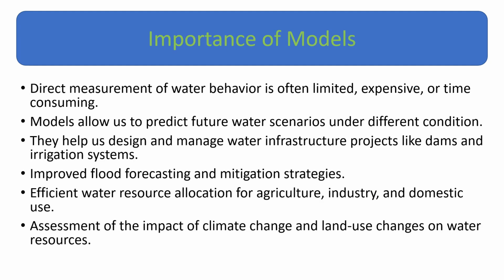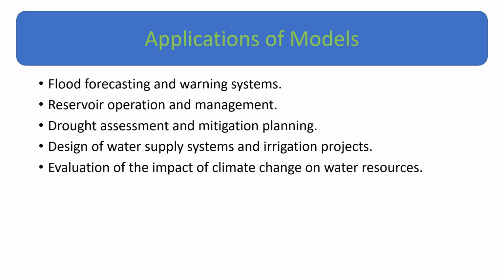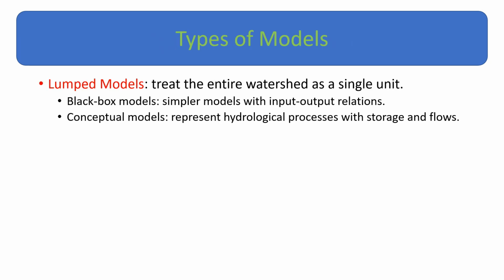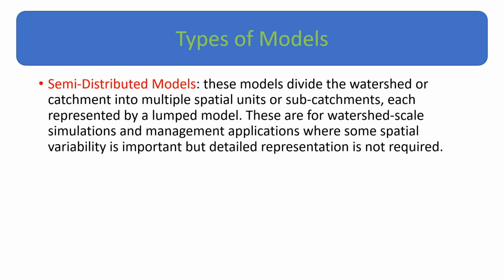Empirical models, based on observed data and statistical relationships. These models are useful for quick assessments and simple predictions. Conceptual models, simplified representations of the hydrological cycle incorporating conceptual reservoirs and flow pathways. These are suitable for watershed scale simulation.